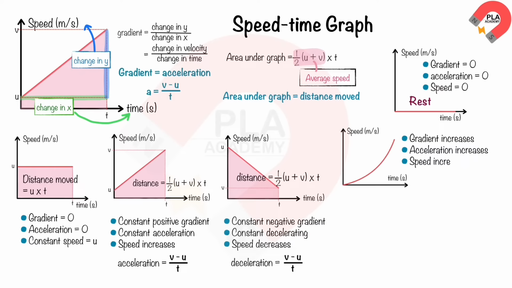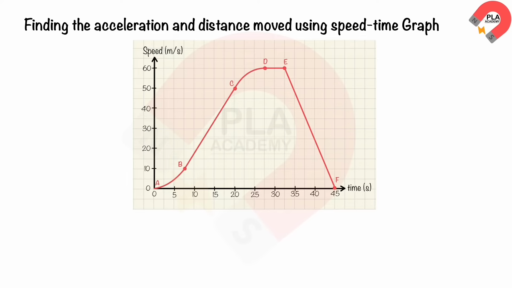Finding the acceleration and distance moved using speed-time graph. The speed-time graph is shown here. Between A to B shows that the gradient is increasing, so the acceleration is also increasing, and the speed increases. Between B to C shows that the gradient is positive constant, so the acceleration is also constant, and the speed increases.